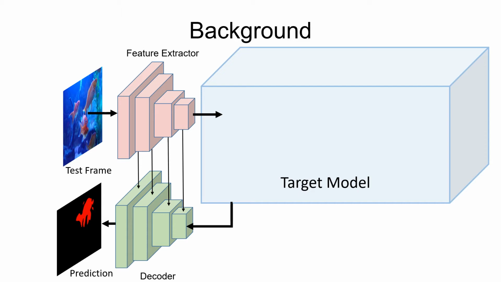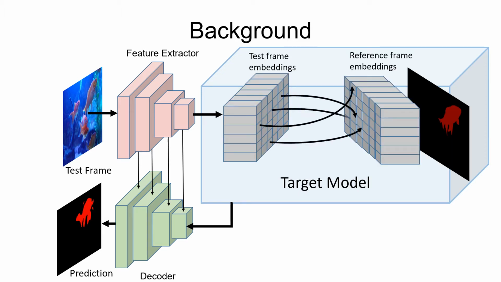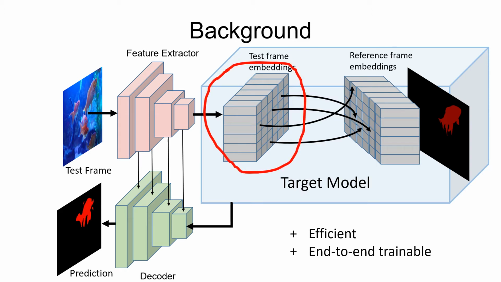A popular approach is to perform feature matching in order to compare reference features with features from the test frame. These methods are efficient and differentiable, which enables end-to-end training of the entire network. However, they rely on feature embeddings to be sufficiently powerful and generic in order to generalize to unseen objects. Learning such an embedding is challenging and requires a large amount of training data.